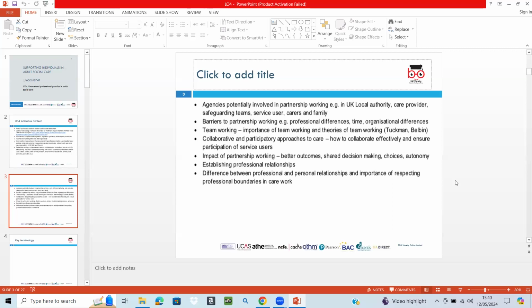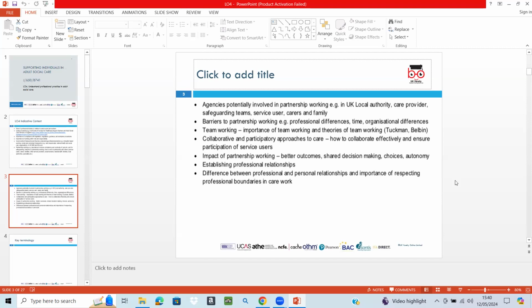Then we have collaborative and participatory approaches to care: how to collaborate effectively and ensure participation of the service user. So again, as we discussed earlier as well, we need to engage the service user, and we need to find out the best interest of the service user. And with the help of the service user, we will make the care plan according to the wishes, desires, and preferences of the service user.